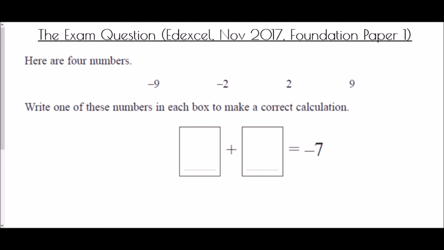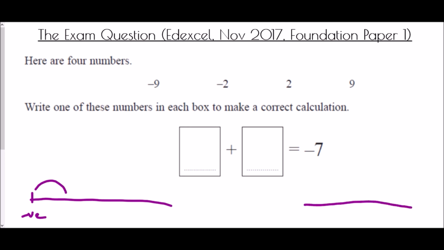Now, as we can see, these values have all got a relationship of 7 in some way. From -9 to -2, that is a difference of 7. From 2 to 9 is a difference of 7. But we need to create a negative answer when adding. Now there are a couple of ways of going about this. We could start out on our number line. We could start out with a negative value and add something on, and it might still remain negative.